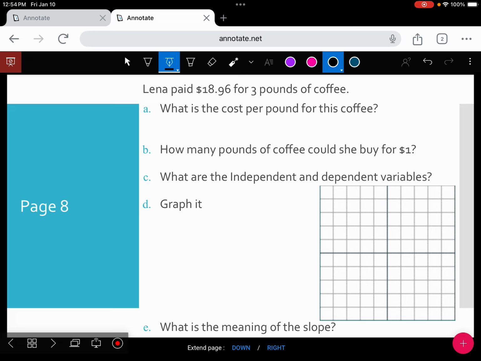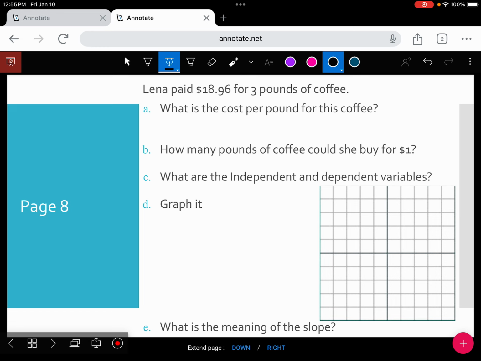Alright, so we've got here, Lena bought some coffee. She spent $18.96 for 3 pounds of coffee, just about. And my first question for you is, how much is that coffee per pound? How do we find that? Divide $18.96 by 3. Yeah, we're looking for cost per pound. That means cost over weight.